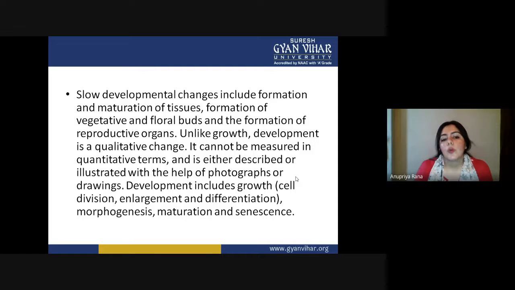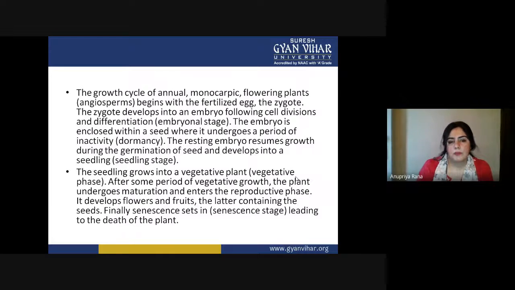Development includes growth, division, enlargement, differentiation, everything. Growth does not involve development, but development involves growth. Development involves everything that happens inside the plant body, from cell division to enlargement to differentiation, and all of these are parameters included in development. Even morphogenesis, maturation, and senescence, till death, every process has to come under development.